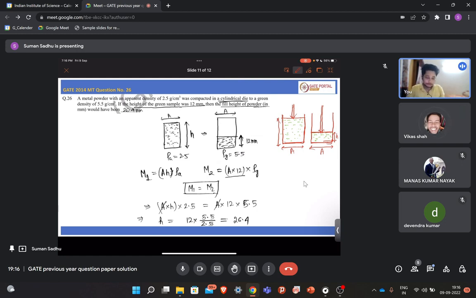And as the volume is changing, mass is conserved, right? Here no loss of powder is happening because you just sealed it and you are just compressing it. So mass m1 is the same as m2, the area is also the same, but height is changing, and because of this rho is also changing. So this is the apparent density, and this is the green density after compaction.